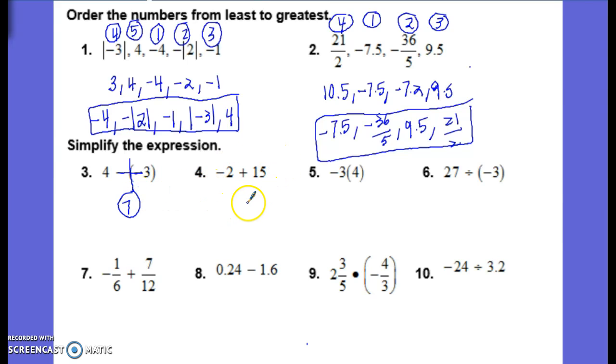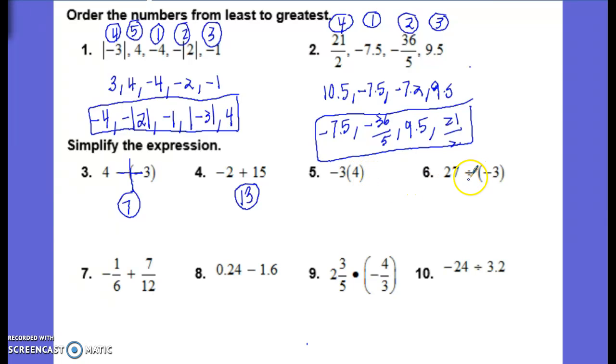When you're adding opposites, think about teams. You have 2 people on the negative team and 15 people on the positive team. So they're playing a sport. Hey, who's going to outnumber? Who's going to win? Well, the positive team, they have more people. How many more people do they have? They have 13. Okay.